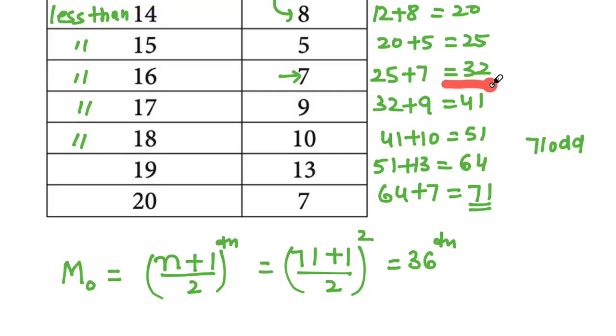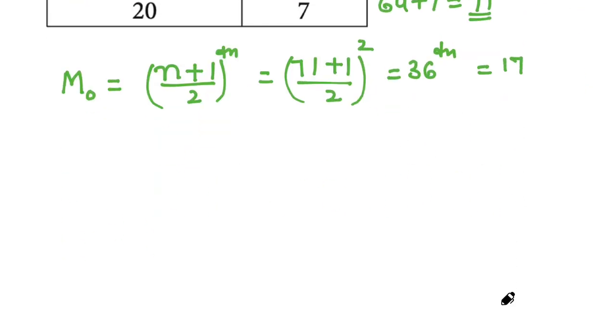So 36 lies between 32 and 41. That means these 32 are less than 16. You have to learn this step very carefully. Up to 32, weight is less than 16, right? And then up to 41, what is the weight? 17. So what is the 36th observation? From the 33rd to here, all the observations are 17. So the median is 17.